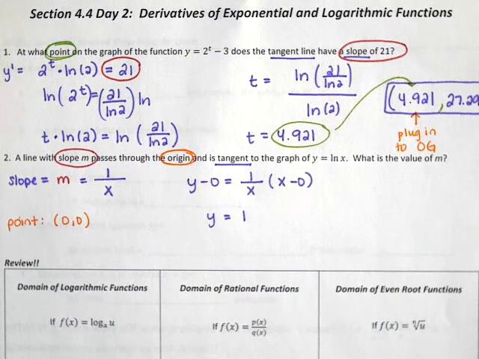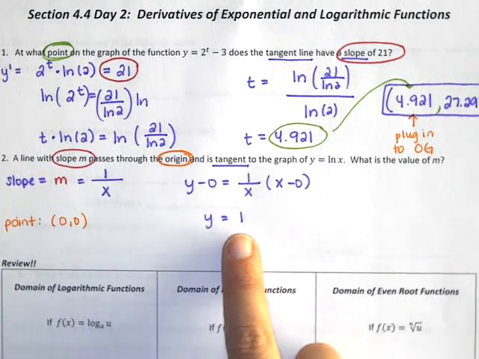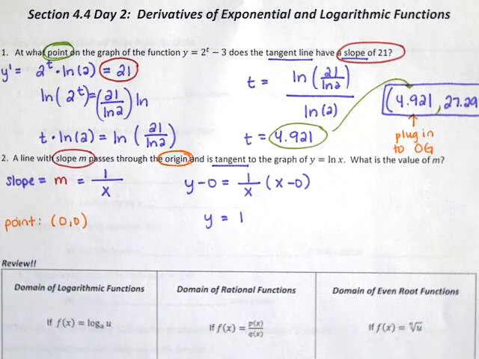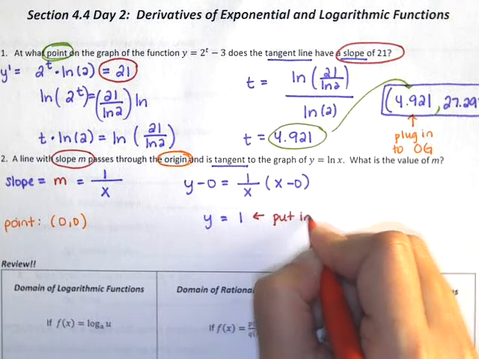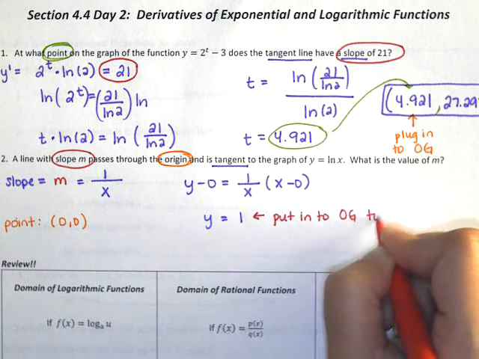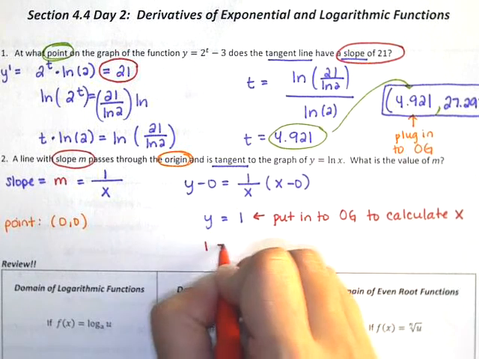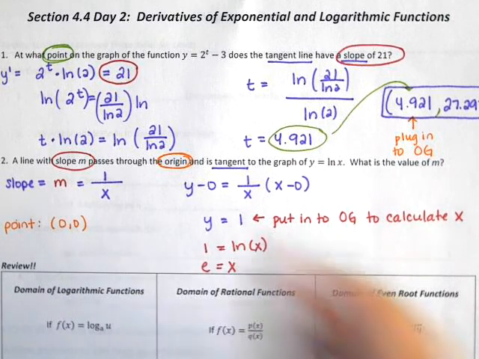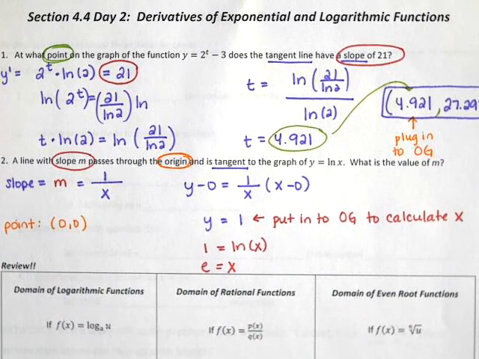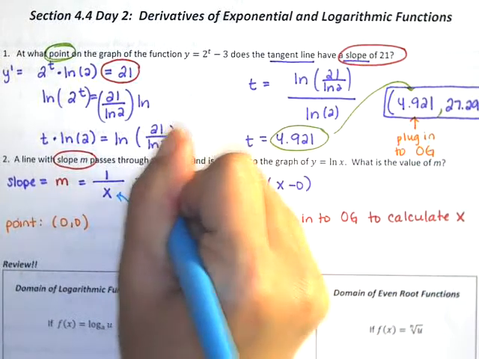Now here's what we need to know. We want to know the value of m. So we don't need y, which we calculated here. We need x. To figure out x, we're going to take this and we're going to put it into the original to calculate x. So 1 equals the natural log of x. What number could I take the natural log of that would give me 1? X would have to equal e. Which means my final answer for m is that m is 1 over e.